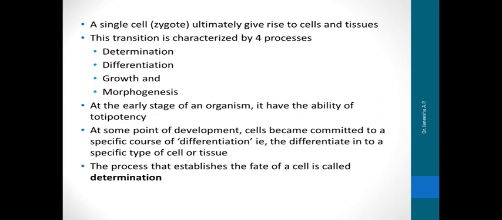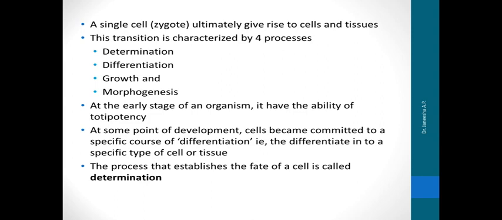And this transition, from a zygote to the animal or the plant, is characterized by four processes called determination, differentiation, growth, and morphogenesis. At the early stage of an organism, it has the ability of totipotency. All of you know what totipotency is. A totipotent cell has the ability to become an entire organism. That capacity is called totipotency.